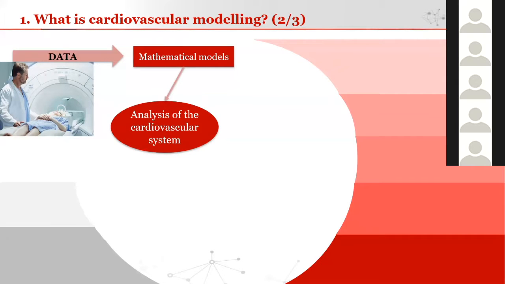One of them is to analyze the cardiovascular system, how it behaves. For example, if you have a heart valve which is not functioning properly, we can create a model of it that represents its behavior and see how it's functioning.